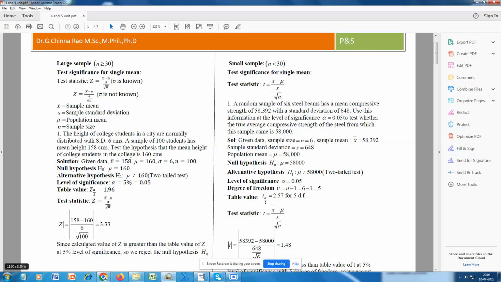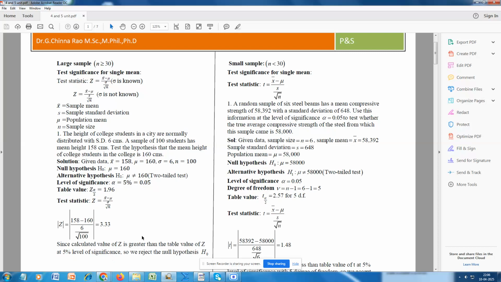Here we observe that the calculated value of z is greater than the table value of z at 5% level of significance. So, we reject the null hypothesis H naught. If the calculated value is less than the table value, then we accept.